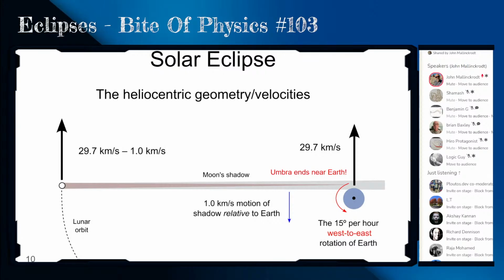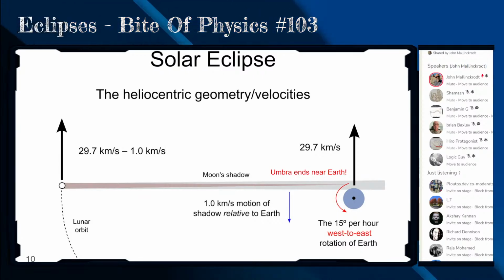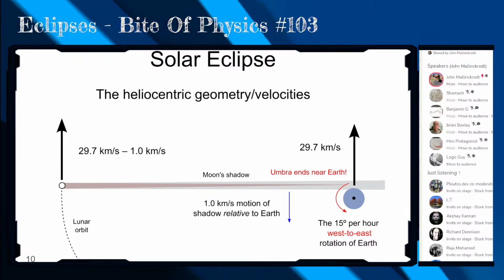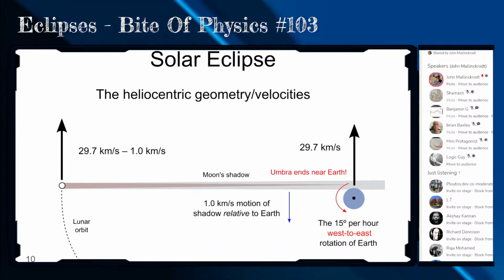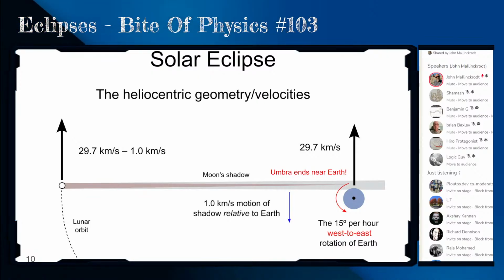I'll do that in a moment, but I'll just point out that if you take 1 kilometer per second and you take the diameter of the Earth, which is close to 13, is that right? No. It's about 12,500 kilometers. 12,500 kilometers is the diameter of the Earth. If you divide that by 1 kilometer per second, you get 12,500 seconds. How many hours is that?